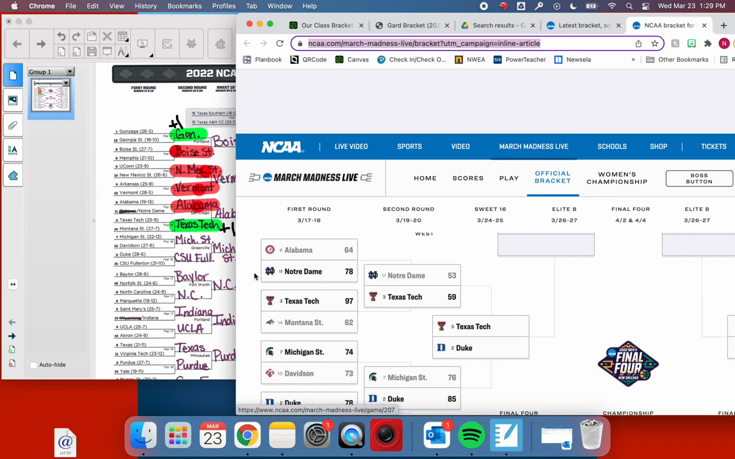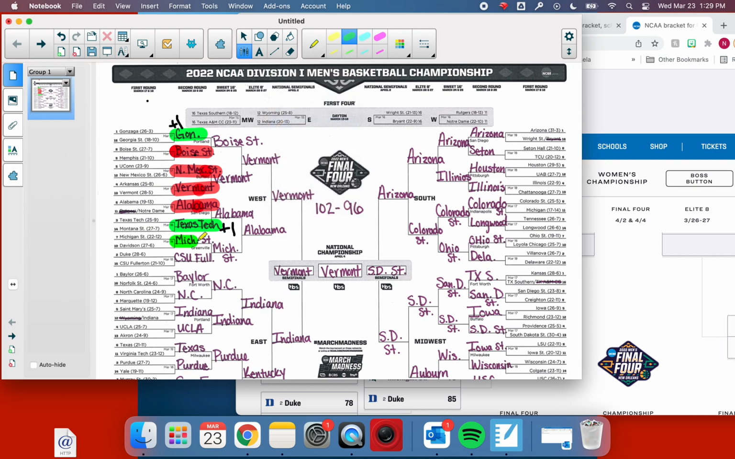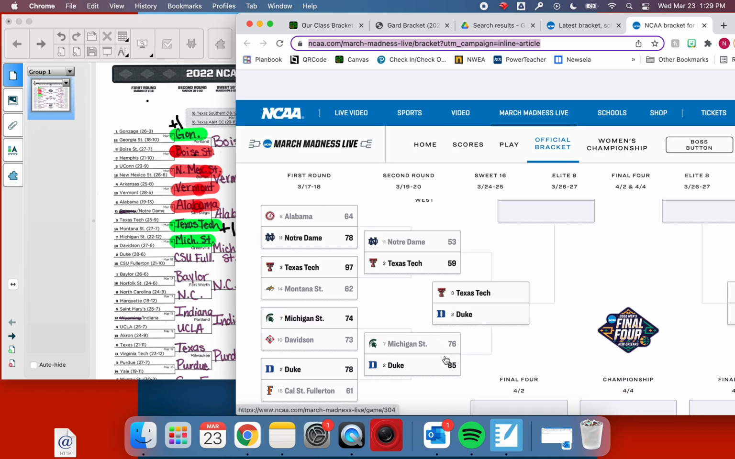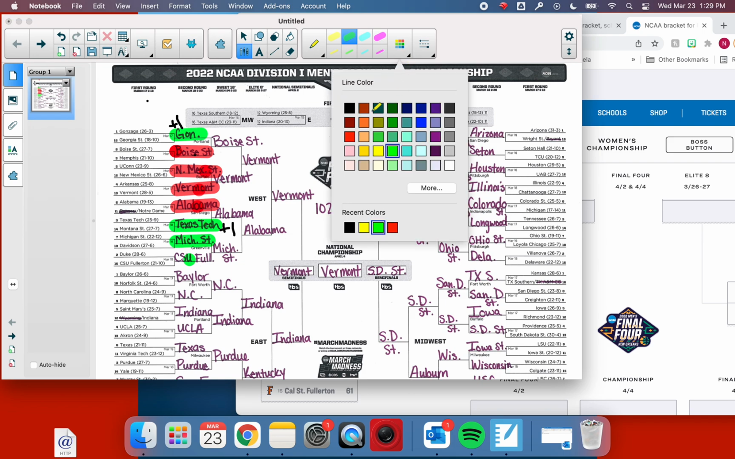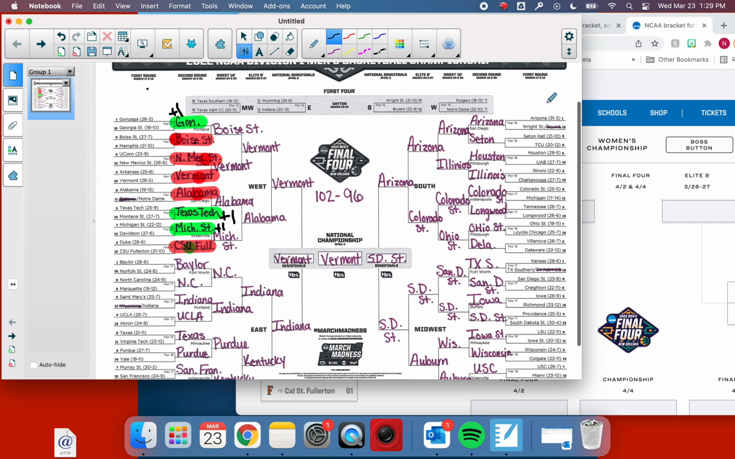So let's see. Michigan State and Davidson, we got that one. So I'm going to highlight that green. And then, let's see, Duke and Cal State Fullerton, we did not. So that one we're going to do red. So we finished this whole West section. So we earned 2 points on that one. No, I'm sorry, 3 points because we got the Michigan State one, didn't we? So we would put another +1. Okay, so we would have 3 points for that one. We're going to see how many total points we earned just in round one. So you're going to go through the rest of those.